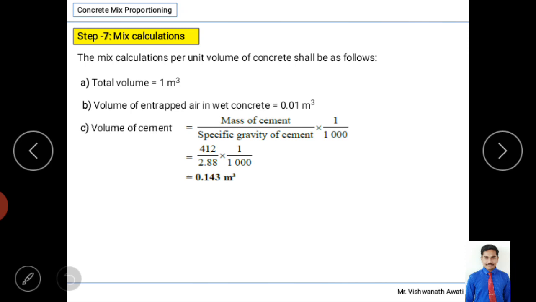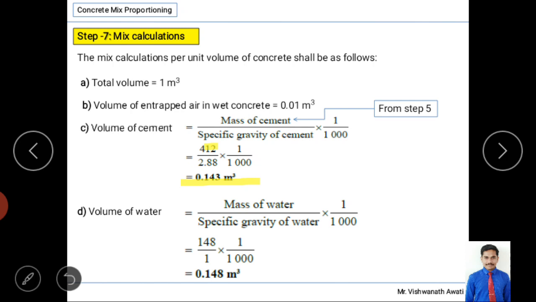So where will we get the mass of cement? That is from calculation. In step 5, we calculated the total mass of cement. How much did we get? It is 412. So 412 is the mass of the cement, right? Specific gravity is given in the problem, so substitute the same value 2.88. Then we calculate and get volume of cement is 0.143 meter cube.